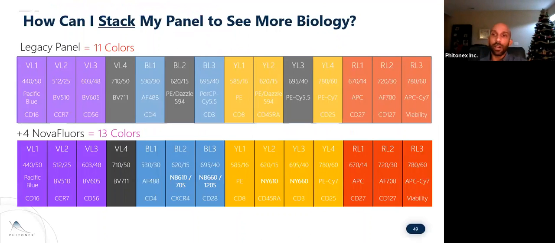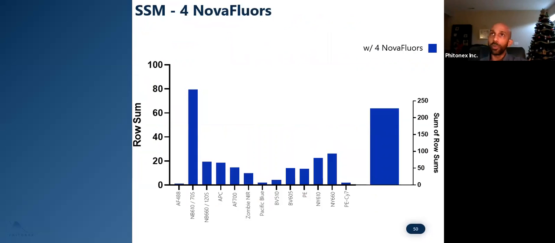So we've gone from 11 colors to 13. And when we look at the spillover spread matrix of our 13 color panel, this is what it looks like. Doesn't look too bad. Since we're stacking our blue detectors now, we've got a lot of spread coming from NovaBlue 61070S. However, I think this is going to be pretty acceptable considering you're getting a whole new detector in there. But the question becomes, can we improve this panel even more? And you probably guessed that the answer is yes.